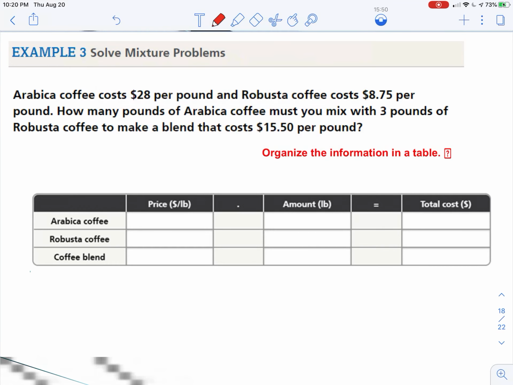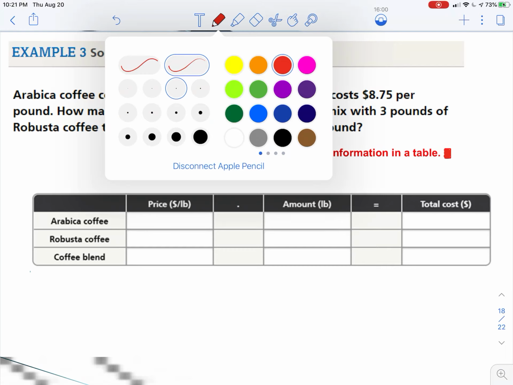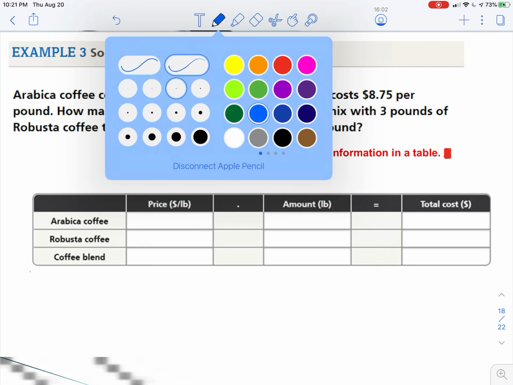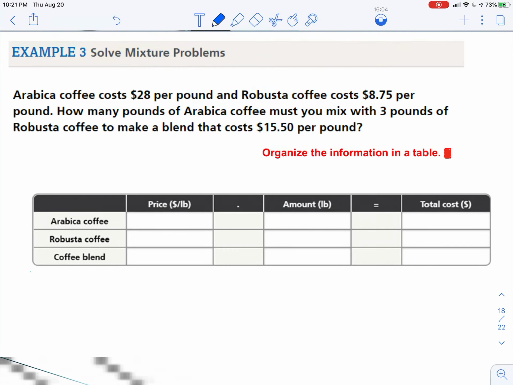Well, we're going to organize this information in this table, and you're going to ignore this little question mark over here, because in my PowerPoint that actually is a little arrow, but when I transferred it over to my iPad to this program, it changed it to a question mark, and that is not accurate. Okay, so let's fill in what we know here.